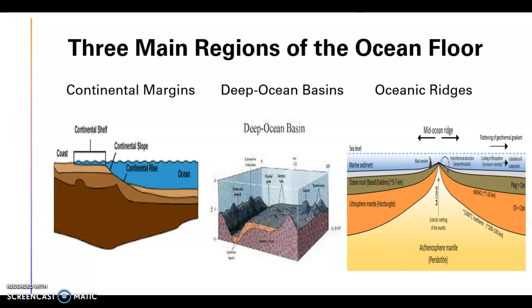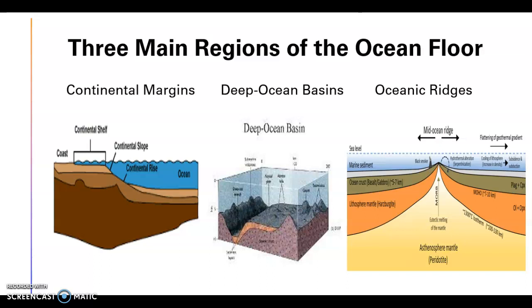The three main regions of the ocean floor are the continental margins, the deep ocean basin, and the oceanic or mid-ocean ridge. Continental margins are the outer margins of the continents where continental crust turns into oceanic crust. The continental shelf, continental slope, and the continental rise are found here.